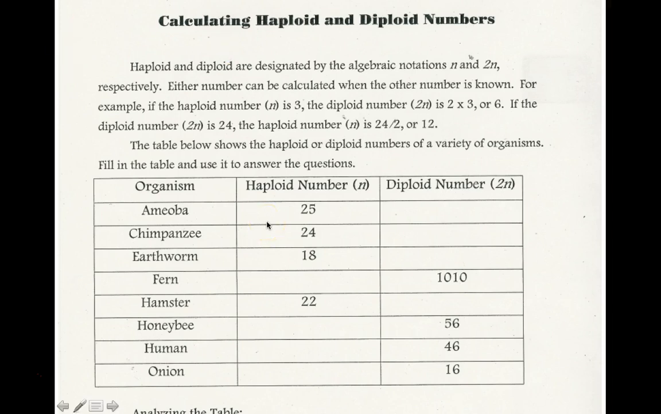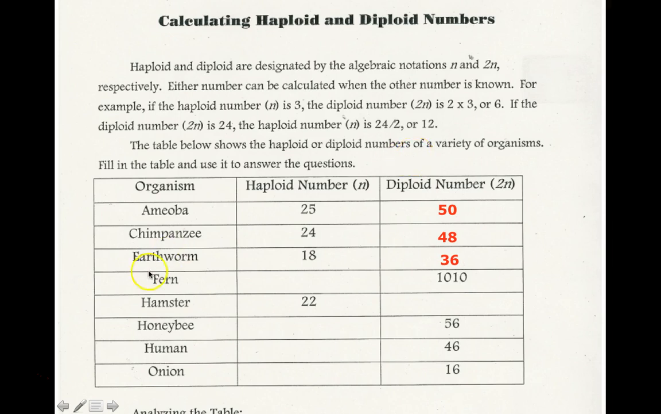If we were given the haploid number, which just represents N, for an amoeba, a unicellular organism that's normally found in ponds, the haploid number is 25. So if we were to find the diploid number, all you'd have to do is multiply it by 2, and now you have 50. Same thing for the chimpanzee. If the haploid number is 24, then the diploid number is 48. Earthworm 18, 36. So we're multiplying by 2 if we're going from haploid to diploid.